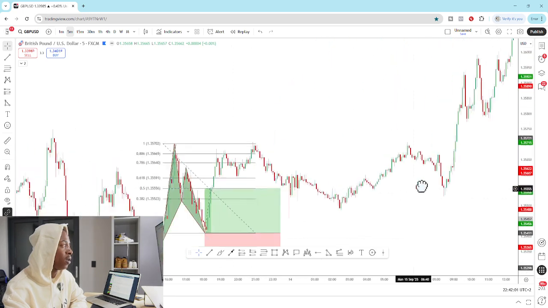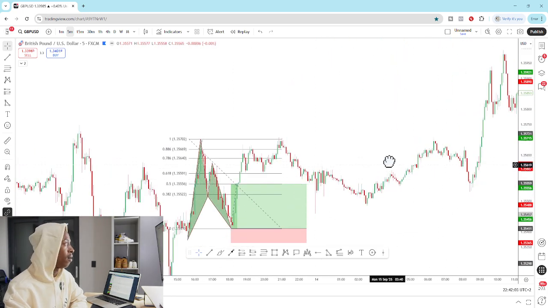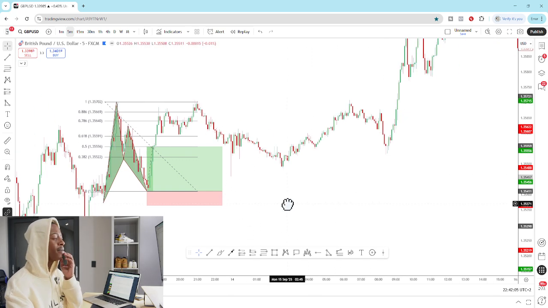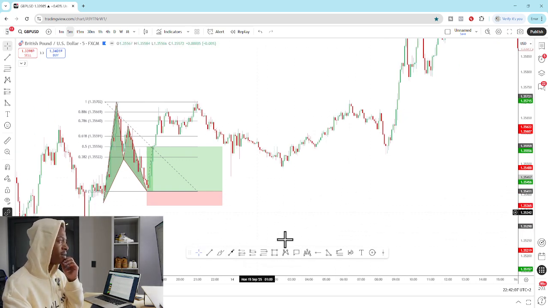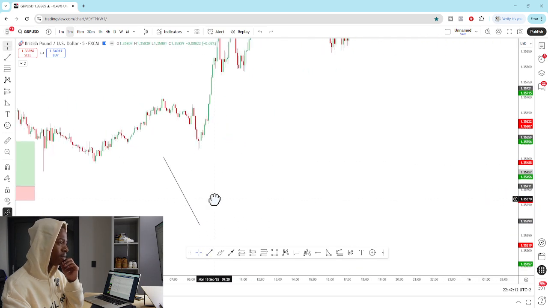So that's how you'd be looking at a bullish bet. So now the same thing with the bearish one. With the bearish one, more like the same thing. You've got price pushing downwards, X to A.